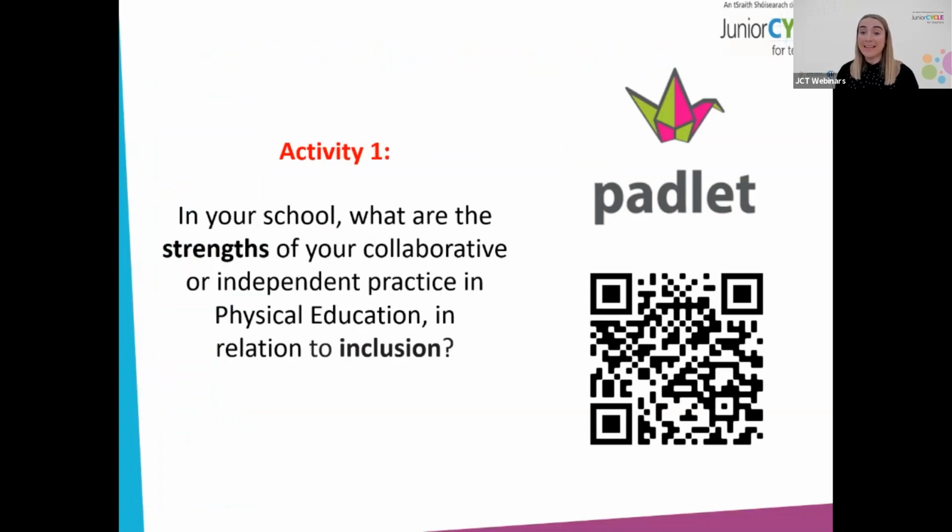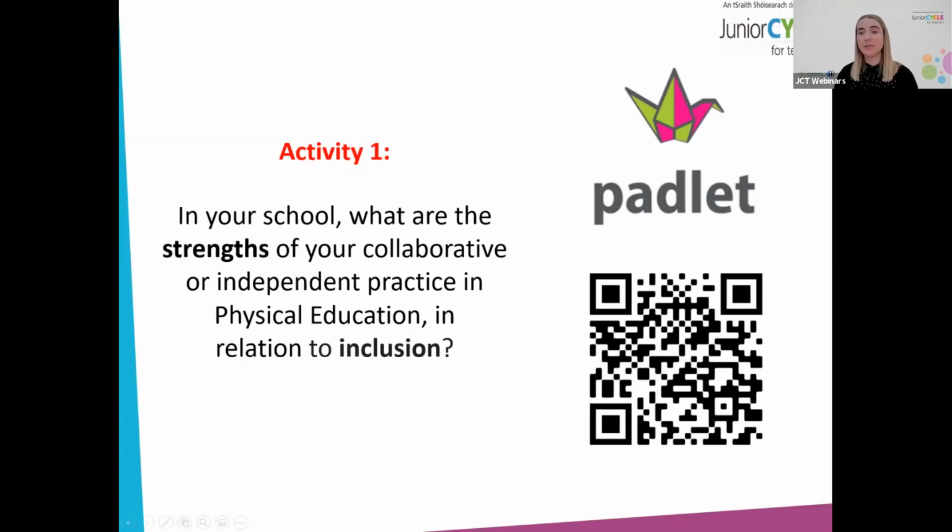We're going to move to our Padlet page now for the first time this evening. The purpose of this activity is to get us used to using the Padlet and also to start planting those seeds of ideas that we're coming into this evening with. I want you to think for a moment about the strengths of your own independent practice or perhaps your PE department's collaborative practice in relation to inclusion in physical education. Lisa is going to put the link into the chat now, so you can navigate through the link in the chat or via the QR code on the screen.